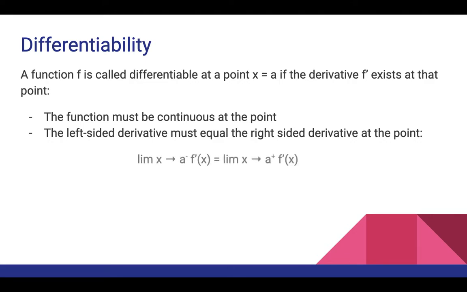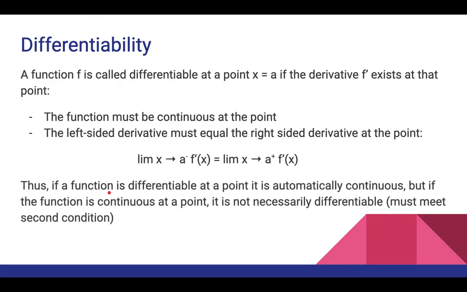So as a result, the big condition we check for differentiability is we take the derivative and we see if the derivative from the left-hand side is equal to the derivative from the right-hand side, aka is the slope of the tangent line as x approaches a from the left equal to the slope of the tangent line as x approaches a from the right. So as a result, we can see that if a function is differentiable at a point, it's automatically continuous. But if a function is continuous at a point, it is not necessarily differentiable. It must meet a second condition.